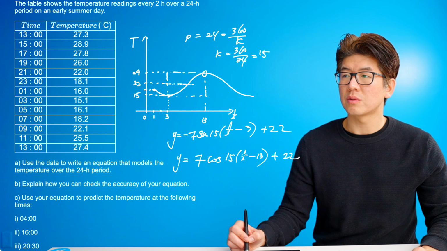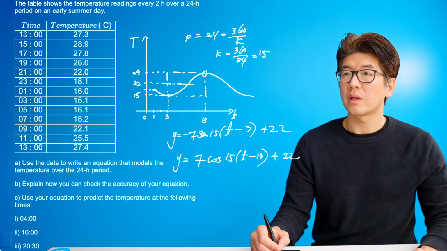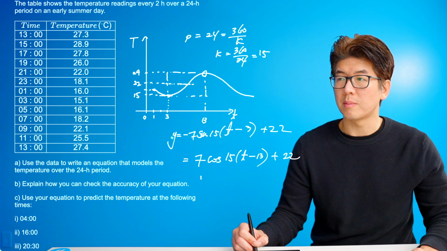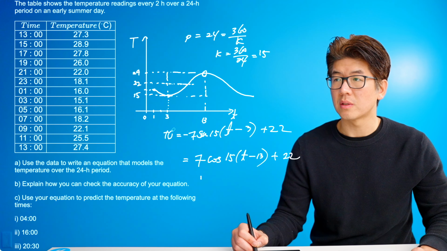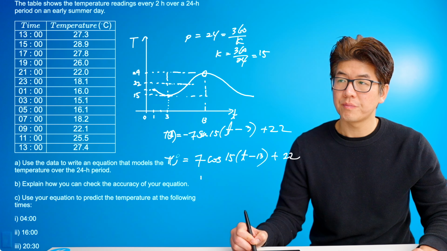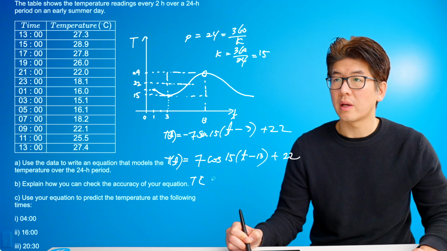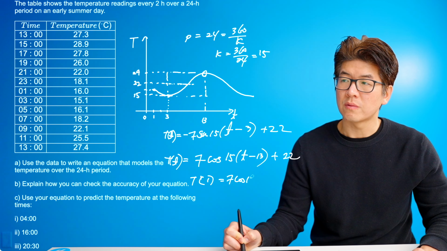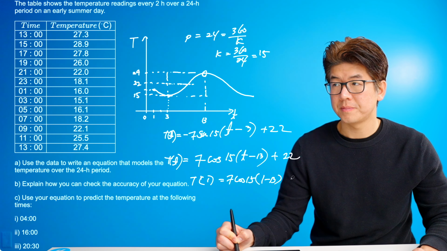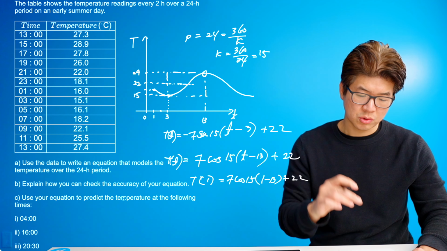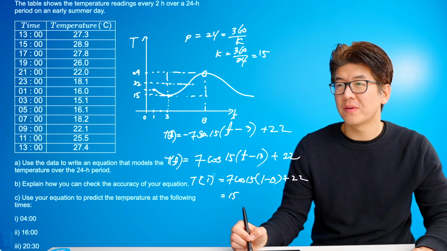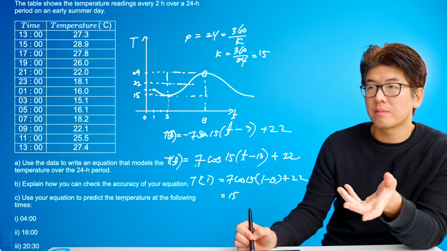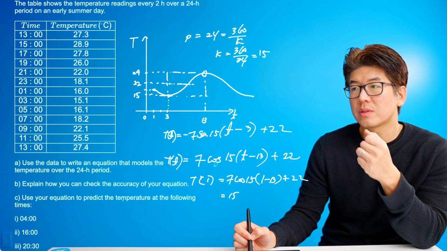Is this valid, right? So for this one here, let's plug in, for example, 1, right? So y, I'm using here, to be the time. Time is a function, temperature is a function of time. So temperature at, let's say, 1, let's plug in 1 in there. Cosine of 15 times (1 minus 13). Okay, try plugging it in. Okay, so when I plugged it in, I got 15 instead of 16. So again, it's not going to be perfect, but it got quite close, okay?